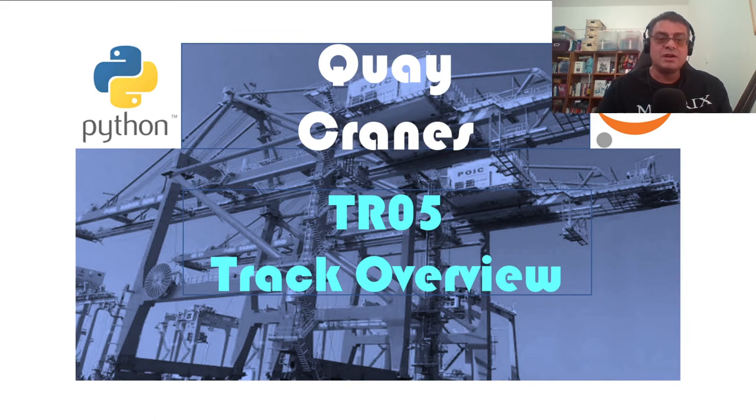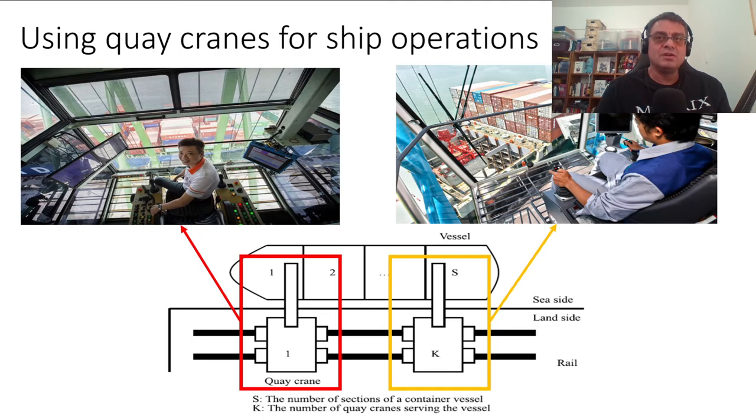We're gonna use quay cranes. So what's the overview that we're gonna get here? Quay cranes have a specific way to operate, so we can fix the number of quay cranes. This can also be a variable, but we're gonna use a very simplified version. We are just trying to prove that this approach is feasible and can be applied in a very, very simple way. So here we have fixed the number of quay cranes, but this can also be a variable.